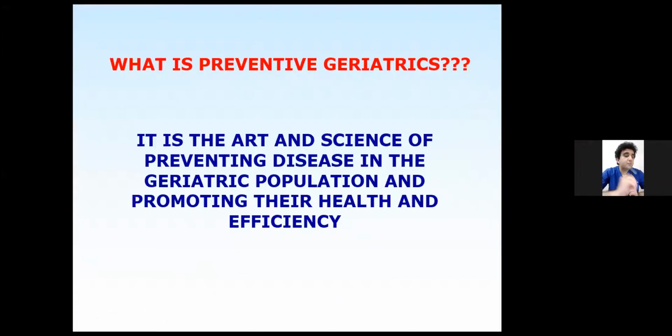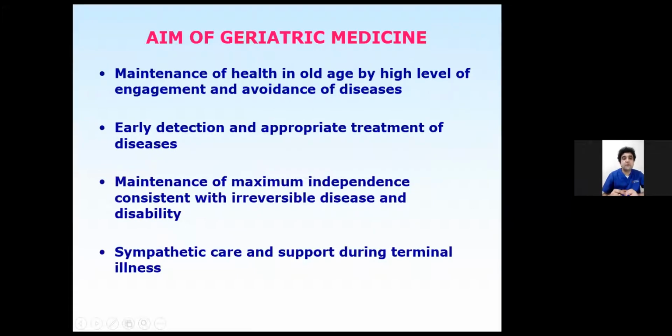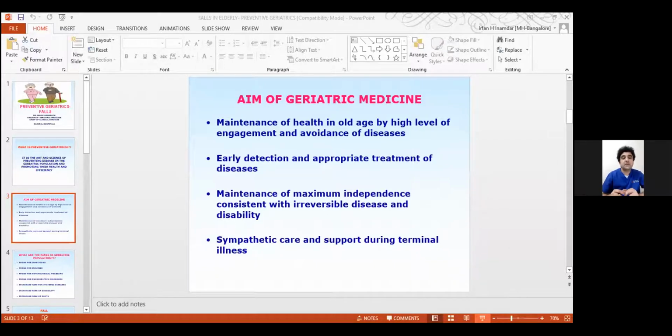We'll talk about preventive geriatrics, and essentially fall prevention comes under preventive geriatrics. Preventive geriatrics is the art and science of preventing disease in the geriatric population and promoting their health and efficiency. What we look at is how to prevent not just diseases, but disorders also in the elderly. It's an art and science because there are a lot of objective markers in terms of how we assess fall prevention, but there is also the art of prevention, because no two elderly people are the same and each one has their own underlying issues. So it becomes a very individualistic approach in handling an elderly population.